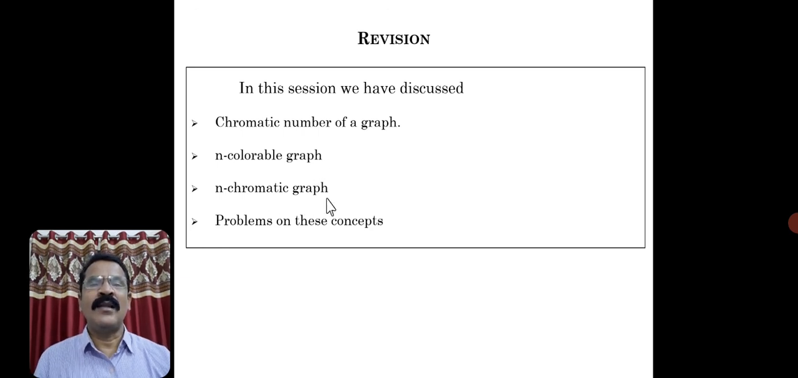What do you mean by an n chromatic graph? If the chromatic number of that graph is n, it is n chromatic. If the chromatic number is 3, you can say it is 3 chromatic. If it is 4, it is 4 chromatic. If its chromatic number is 2, then you can say it is 2 chromatic or bichromatic. These are the concepts we have discussed in this session, and we have also considered some examples based on them.